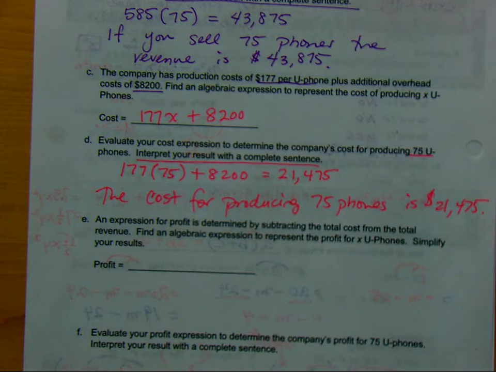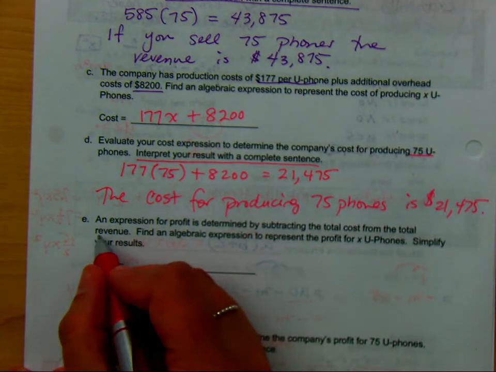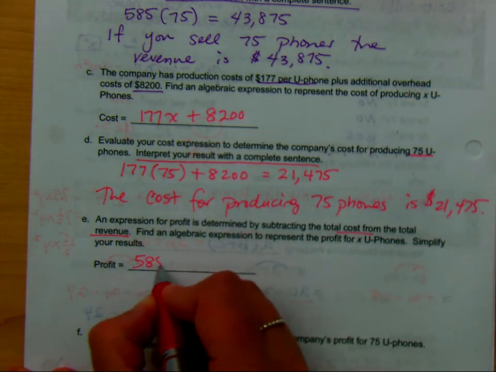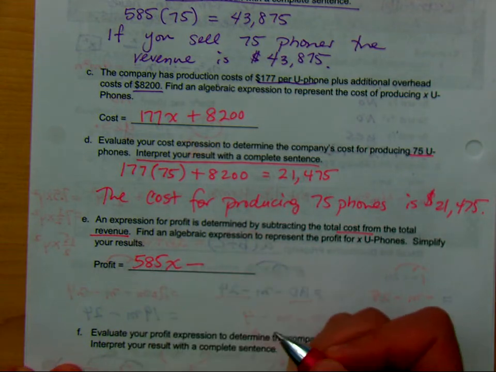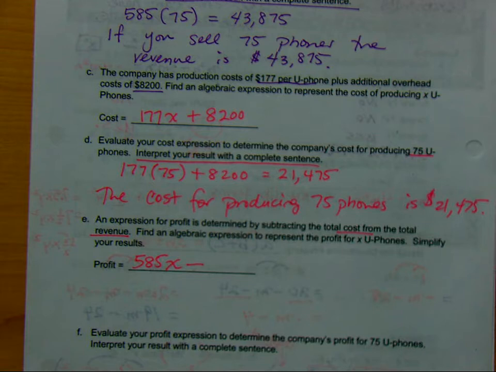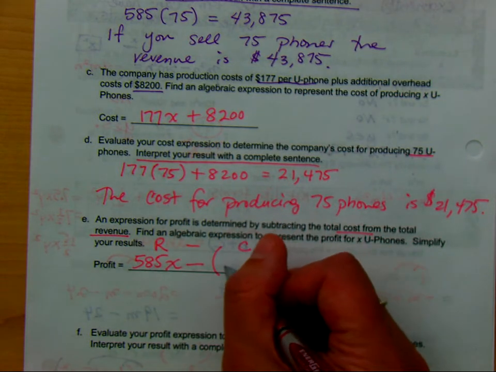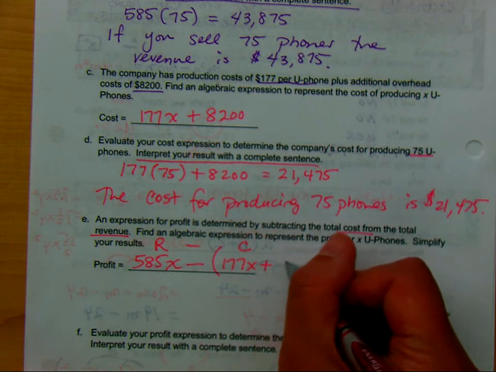Okay, an expression for the profit is determined by subtracting the total costs from the total revenue. Find an algebraic expression to represent the profit for selling X U-phones. Simplify your results. So they just said we're going to take the revenue and we're going to subtract the cost. So my revenue was 585X, I want to subtract all of the cost. So what should I make sure that I do if I want to subtract all of the cost? I'm going to use parentheses. So here's my revenue minus my cost. The cost was 177X plus 8,200.